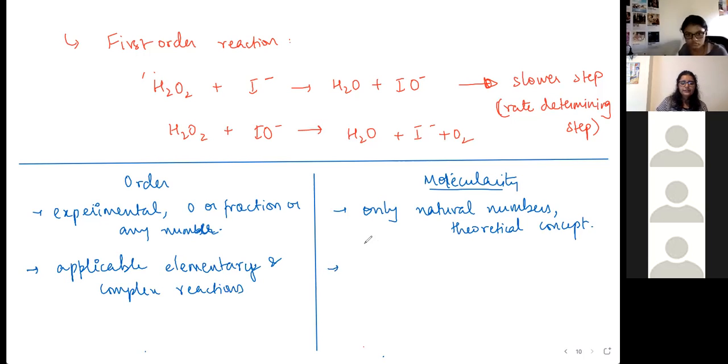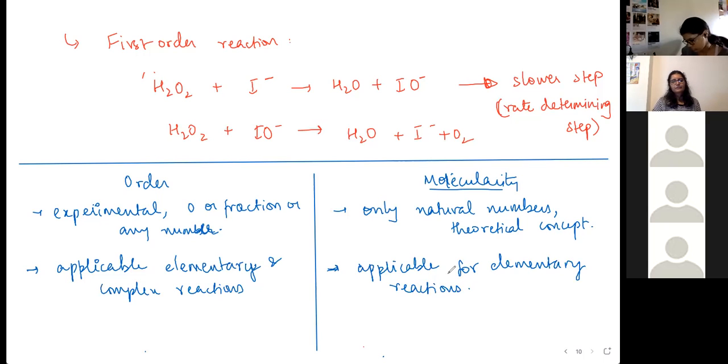But molecularity is applicable only for elementary reactions. Because in the case of complex reactions, there are multiple steps and there are species formed in the middle of it, so it becomes pretty subjective in figuring out how many things are required. Single step reactions, it's pretty easy because you just see that these many reactants are required. So this is the thing.